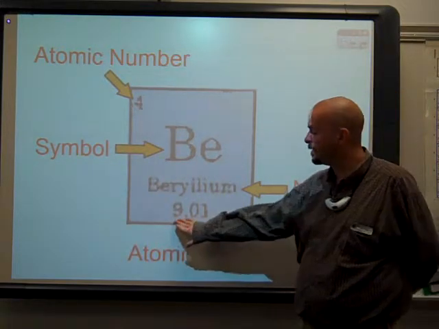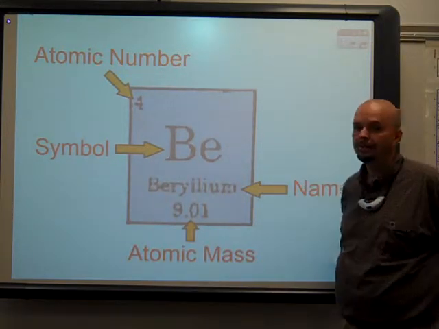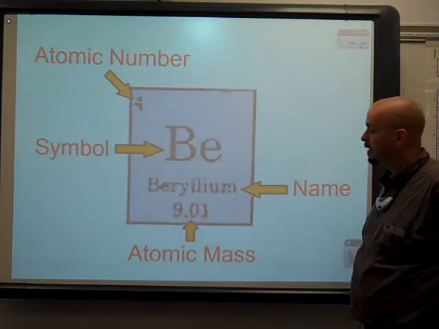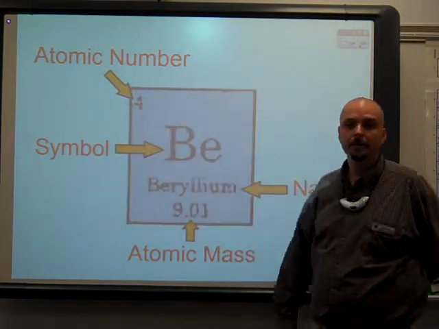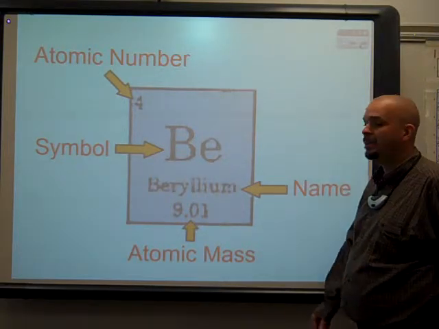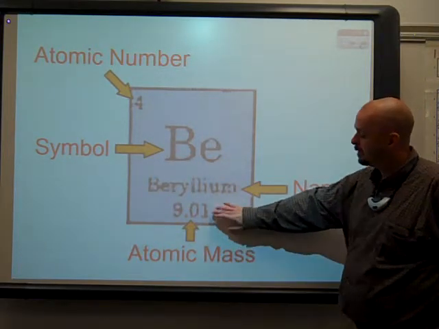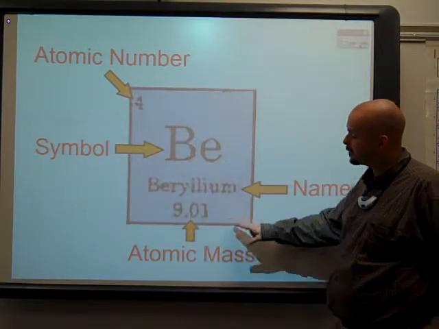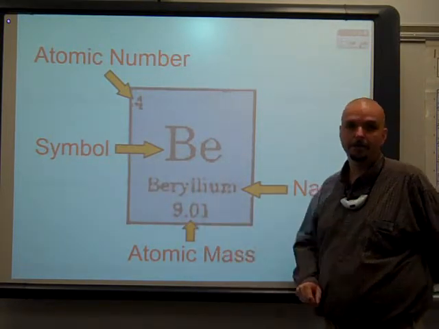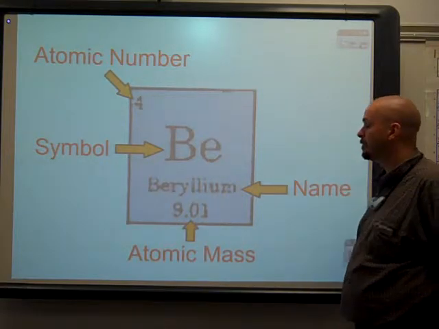And under that, the last piece of information in each box is the atomic mass. The atomic mass will always be larger than the atomic number, with the exception of hydrogen. Everything else in the periodic table, atomic mass will be the greater number, and atomic mass will have decimal values attached to it for most of your elements.